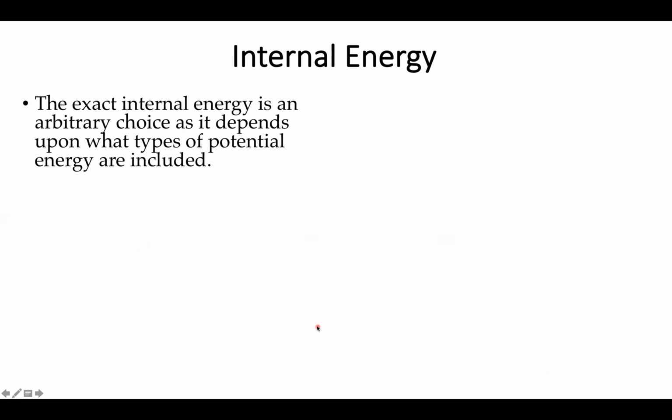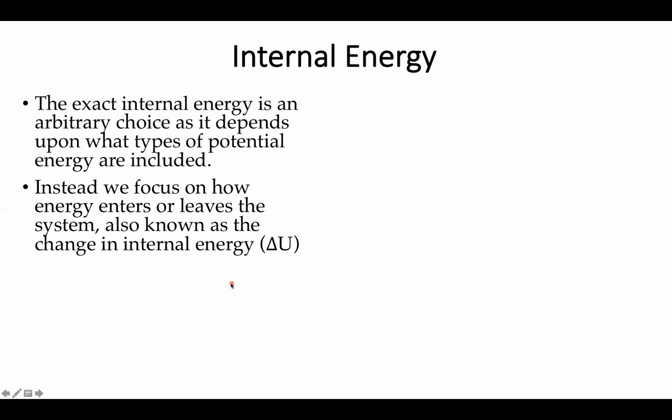So the next important thing to keep in mind is that when we're talking about internal energy, the exact value of the internal energy is kind of an arbitrary choice. We don't really know what it is, because it's going to be highly dependent upon what types of potential energy I'm including. So am I including all the nuclear components, all the thermal components? I don't know. And as a result, instead of caring so much about the exact value of U, what we are going to focus way more on is the change in internal energy.